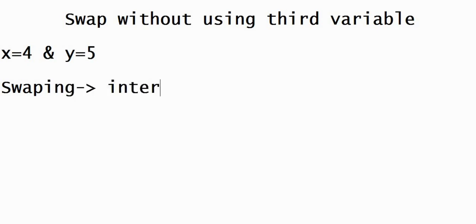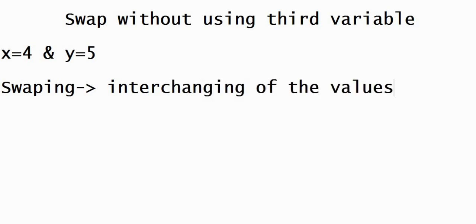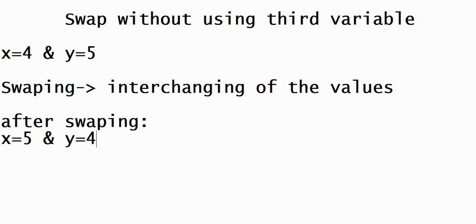Hi guys, in this session we are going to see how to swap two numbers without using a third variable. Let us take the numbers as x is equal to 4 and y is equal to 5. These are the two numbers. What is meant by swapping? Swapping means interchanging of the values held in these two variables. Before swapping it remains 4 and 5. After swapping the output will be x is equal to 5 and y is equal to 4.